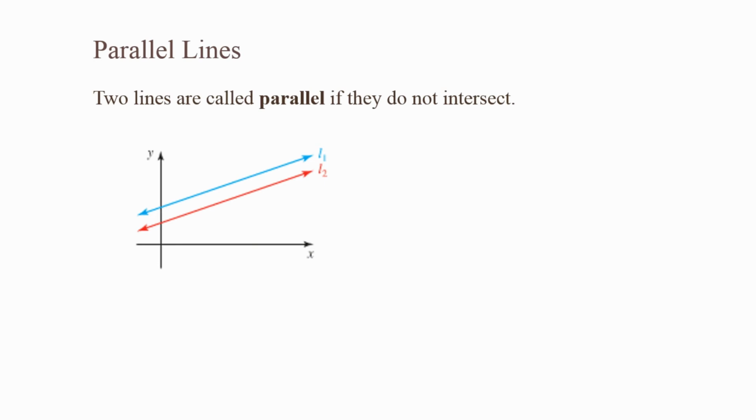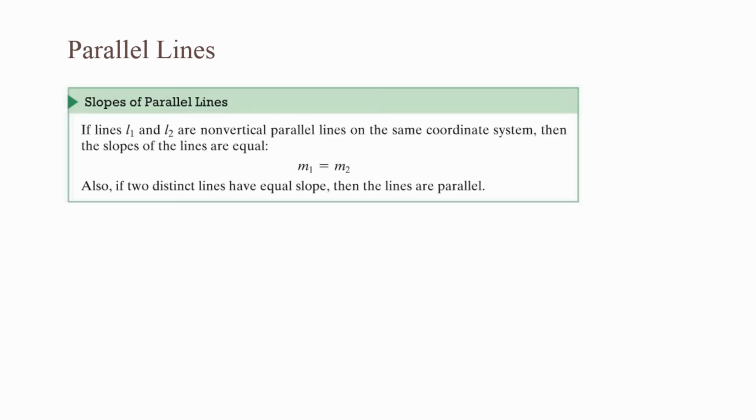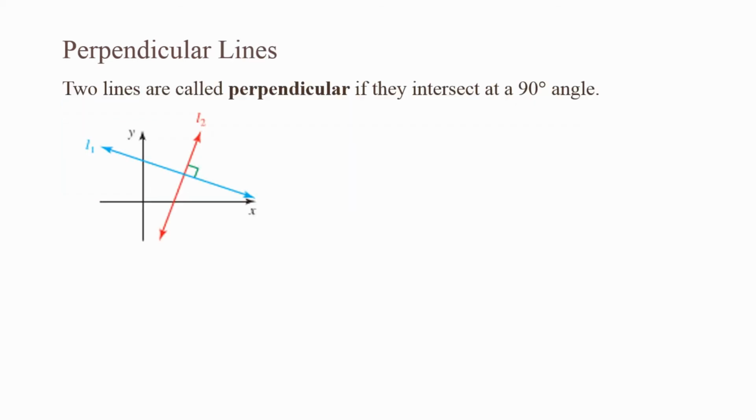Parallel lines. Two lines are called parallel if they do not intersect. L1 and L2 are parallel lines. They have the same slope but different y-intercepts. If line 1 and line 2 are non-vertical parallel lines on the same coordinate system, then the slope of the first line, M1, is equal to the slope of the second line, M2. Two lines are called perpendicular if they intersect at a 90-degree angle. So line L1 and line L2 are perpendicular lines.